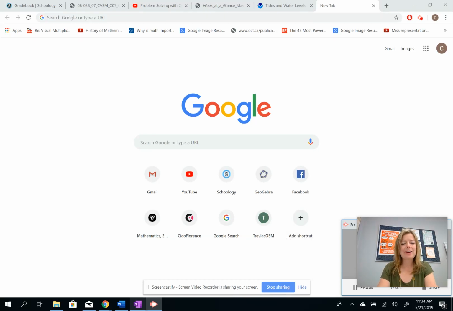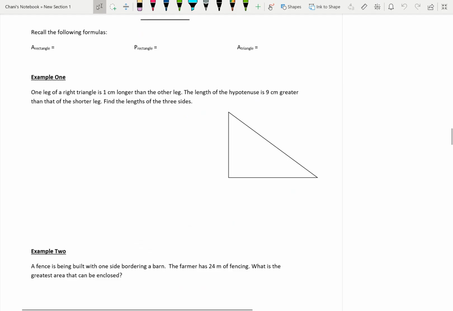Hi everyone, so now we are continuing with our problem solving, and today we're going to do all area problems. Area problems are another type of problem that can be solved using the methods we learned in quadratics. Let's remind ourselves that the area of a rectangle is length times width. The perimeter of a rectangle is 2 times (length plus width) or 2L plus 2W. And the area of a triangle is base times height divided by 2. Or you could think about that as length times width divided by 2, since it's just half of a rectangle.